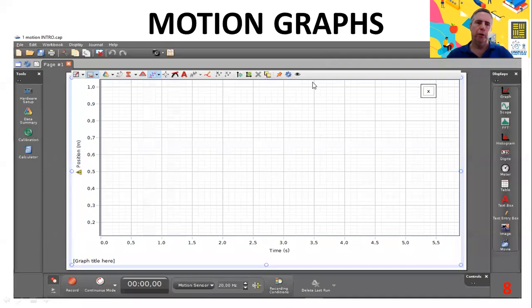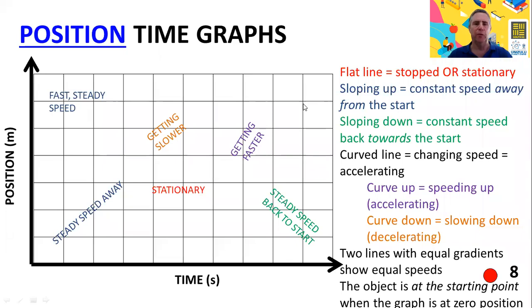I hope you enjoyed seeing how position time graphs are really made using the motion sensor. I always feel that science becomes much more real when we do experiments. Let's consolidate this knowledge on page 8 in your books. Let's turn to page 8. First of all, let's look at position time graphs. What do the different shapes of graph mean to us? So just going through this list on the right-hand side.